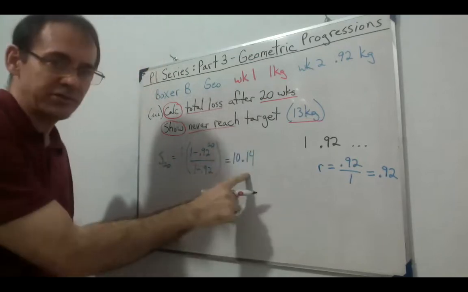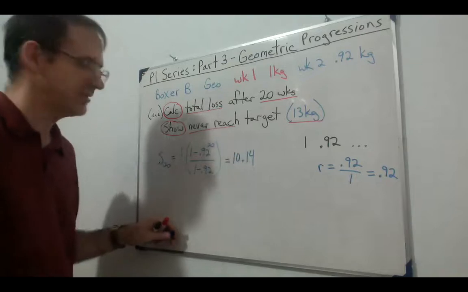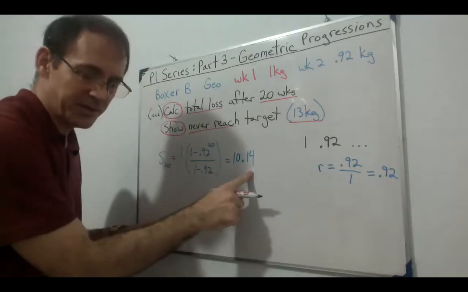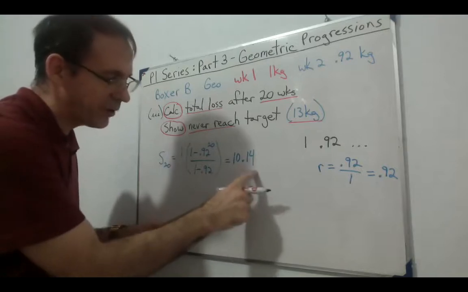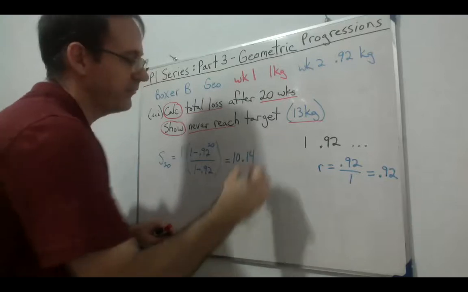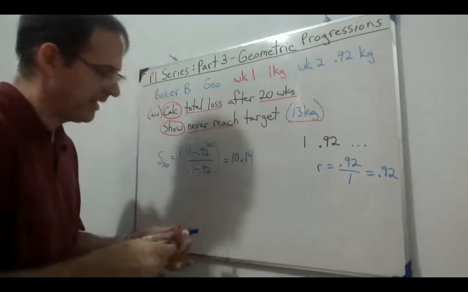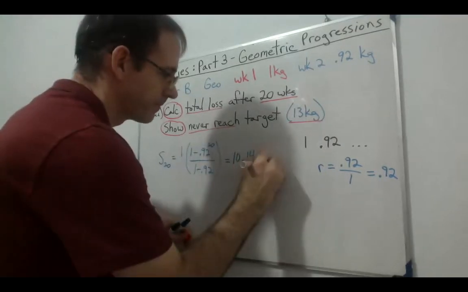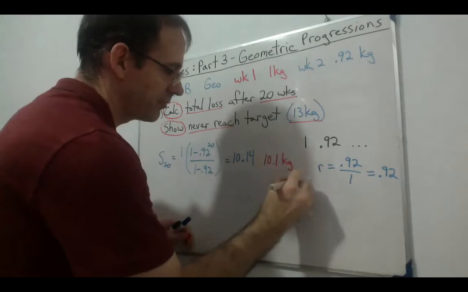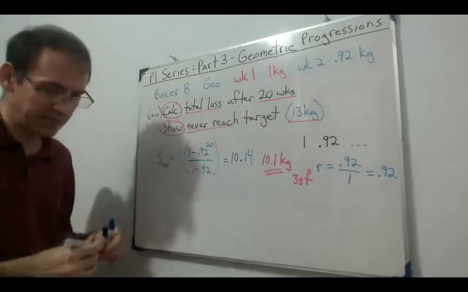10.14. So don't just trust my math. You should always double check what I do. I can make mistakes as well. Plug it in your calculator. Make sure that this is what you get. And so I wrote down 2 decimal points. We only need 3 significant figures. So our answer would be 10.1 kg, and this is to 3 significant figures. Okay, so that's our answer for calculation.